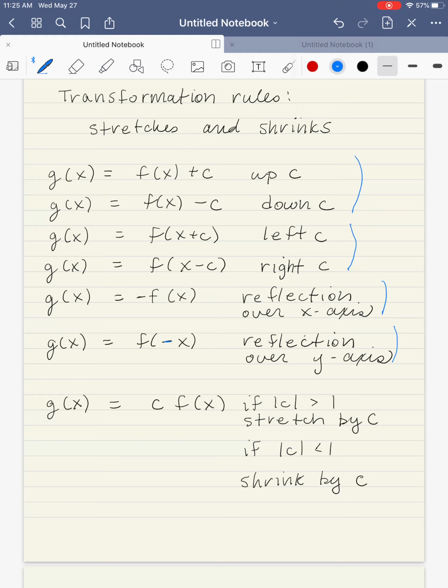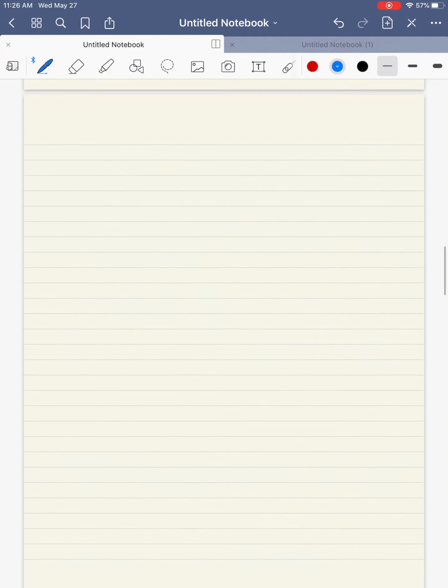So what we've seen is that adding or subtracting gives us shifts up, down, left, or right. A negative gives us a reflection. What we're going to look at in this unit is what happens if we multiply our function by a number. And we're going to see that that's going to give us either a stretch or a shrink, depending on if C, our number we're multiplying by, is larger than 1 or smaller than 1. Let's look at how this happens.